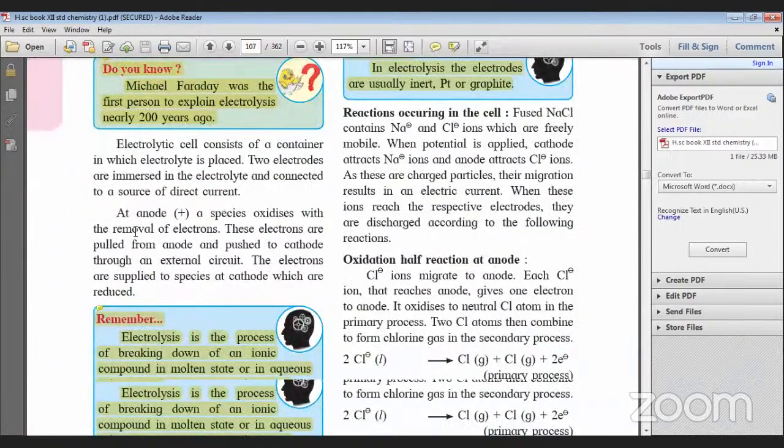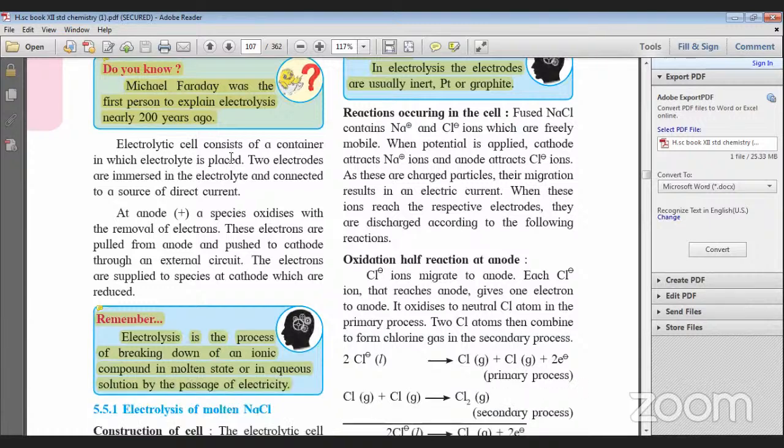Now, let's see the electrolytic cell. What is it? An electrolytic cell consists of a container in which we will place an electrolyte. Two electrodes we will immerse in it, one is cathode, the other one is anode. As we have seen in an electrolytic cell, cathode is negatively charged, anode is positively charged.